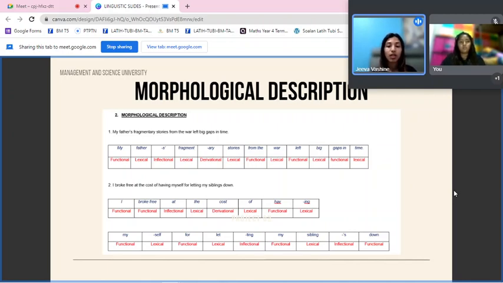It is also divided into two categories, which are derivational morphemes and inflectional morphemes. Derivational morphemes are used to make new words in the language, often used to make words of a different grammatical category from a stem.